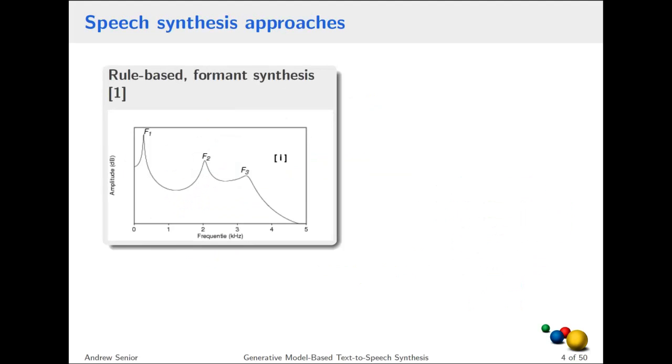So there have been a series of approaches. The earliest were the rule-based formant synthesis approaches, where, if you look at the spectrogram of somebody saying E, you can see what the formants are, you can work out the dominant frequencies, and you can just generate that spectrogram, or record that spectrogram and use it to synthesize.